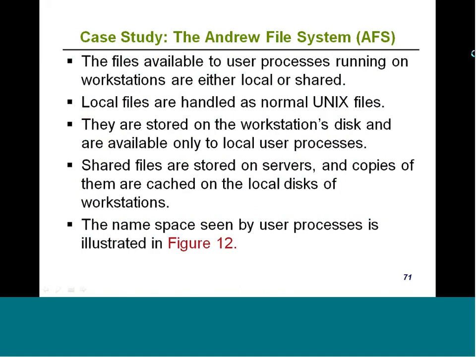So in the Andrew file system, the files available to the user processes running on the workstations are either local or shared. The local files are handled as normal Unix files. They are stored on the workstation's disk itself and are available only to the local user processes. The shared files are stored on servers, and copies of them are cached in local disks. So again, it allows a caching mechanism. The namespace seen by the user process, we will show in the next picture.